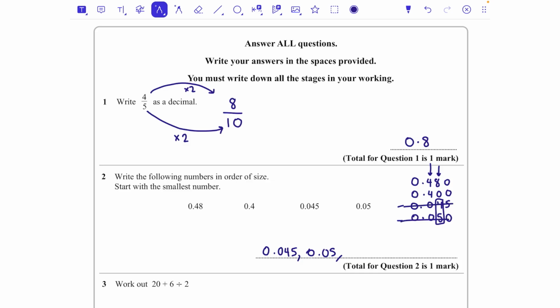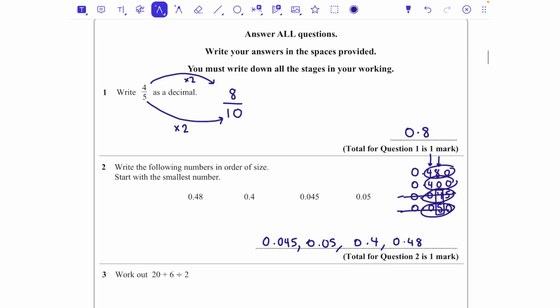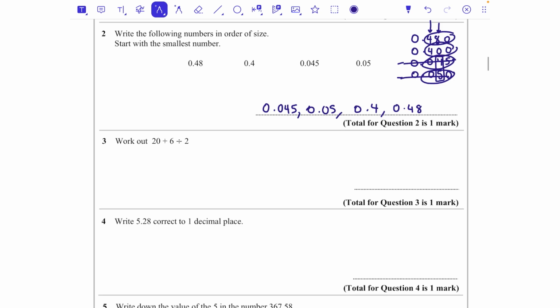Now we've done those two. Of the top two, we have a 4 in this column for both of them. So moving over to the next column, it's a 0 versus an 8. So it's going to be the one with the 0 that's smaller. So 0.4 is next, and then 0.48 comes after that. You can also kind of tell that it's 480, 400, 45 and 50, and you might just find that easier once you've made them all the same length, although mathematically that's not the best way of doing it, but if you do find those questions difficult, it's a good way of looking at it.